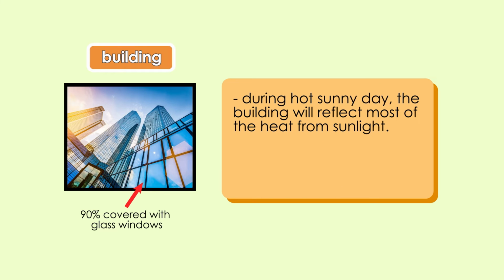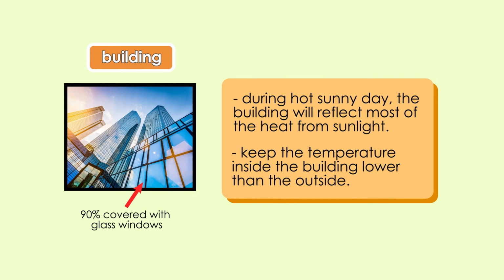Most buildings are built with a lot of glass windows. In the diagram, almost 90% of the structure itself is covered with glass windows. During a hot sunny day, the building will reflect most of the heat from sunlight and keep the temperature inside the building lower than the temperature on the outside.